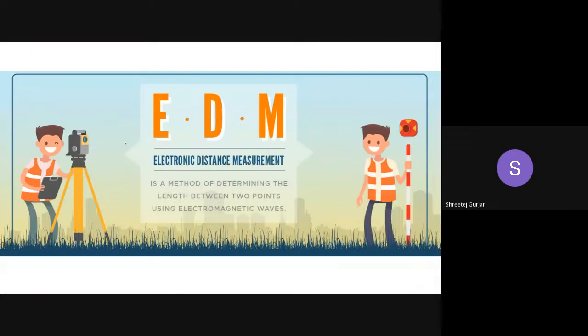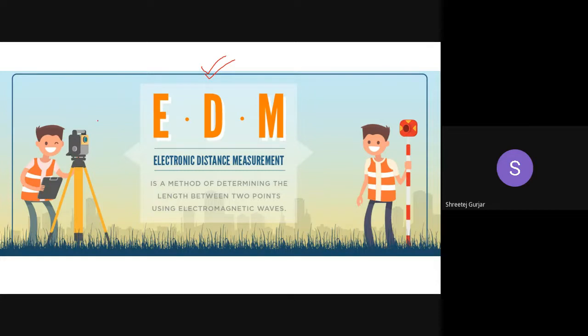Coming to electronic distance measurement, the core of this particular chapter. Electronic distance measurement, as the name suggests, is nothing but using electronic instruments to measure distance indirectly. Without physically using chain or tape, we use electronic methods to measure the distance between 2 points. So that is called electronic distance measurement.